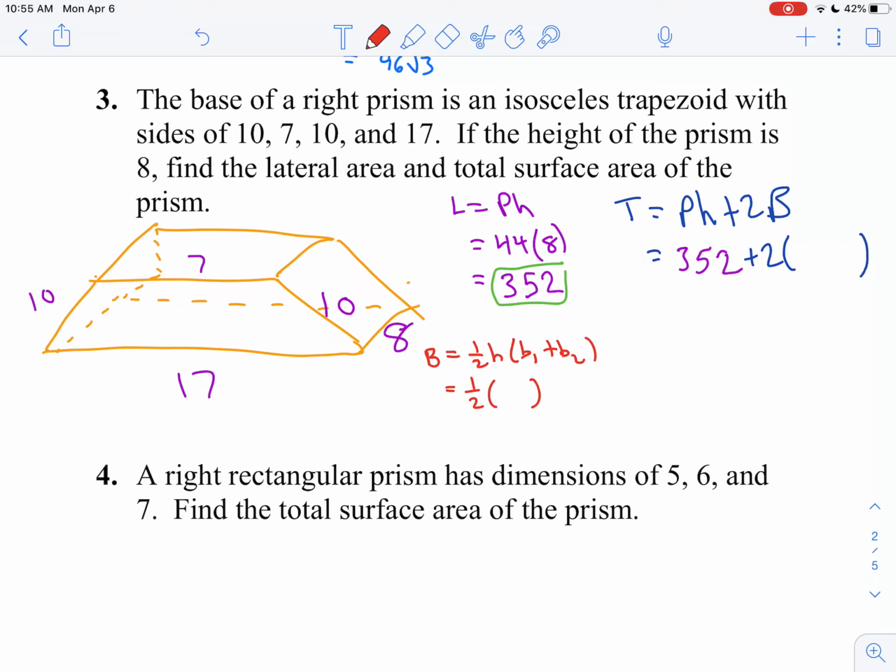So I don't know the height. The bases are 7 and 17. And so now some more work is required.